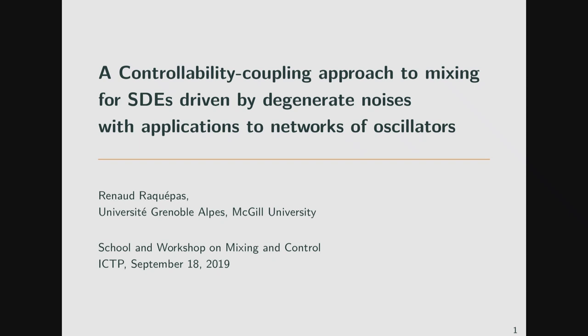So the word degenerate in the title means that I'm not going to assume that n is at least d, right? So n will typically be smaller than d, so the noise is degenerate. It does not act on all degrees of freedom. That's the analog in infinite dimension of the m strictly smaller than infinity that Professor Cookson had in his PDE context. And so I'm interested in mixing. What that means is I want to know if there is an invariant measure for this equation, if it is unique, and if some generic initial condition, when I let it evolve according to this equation, converges to this invariant measure.